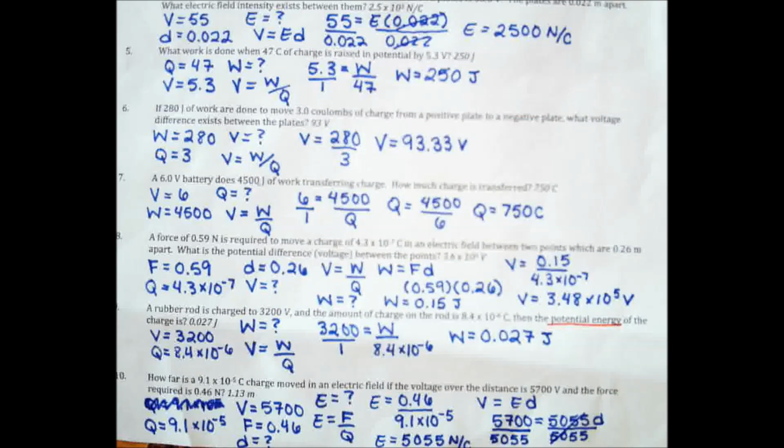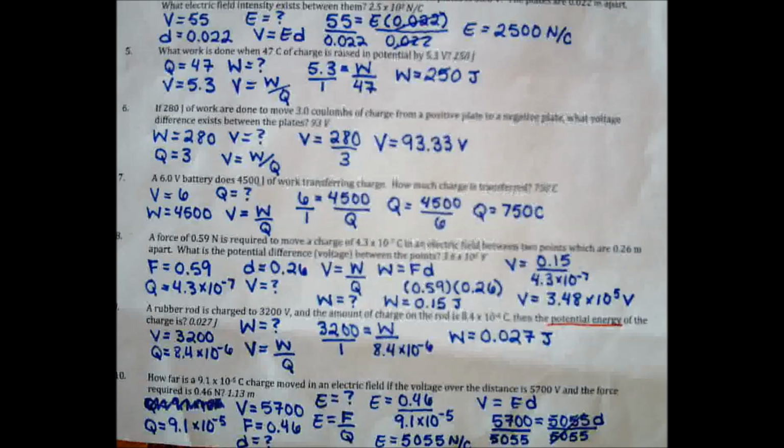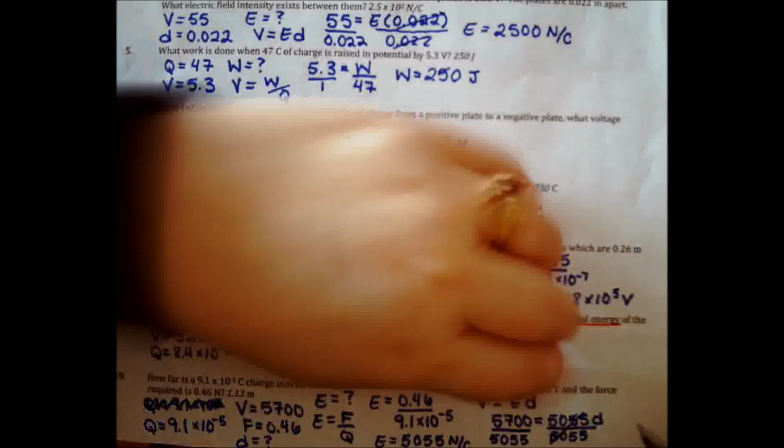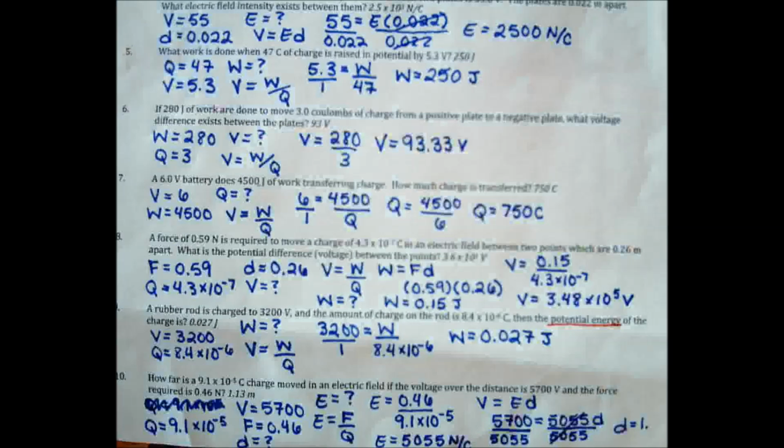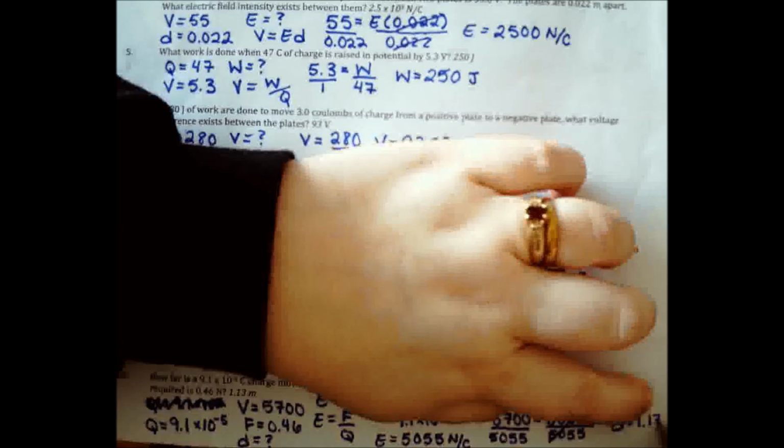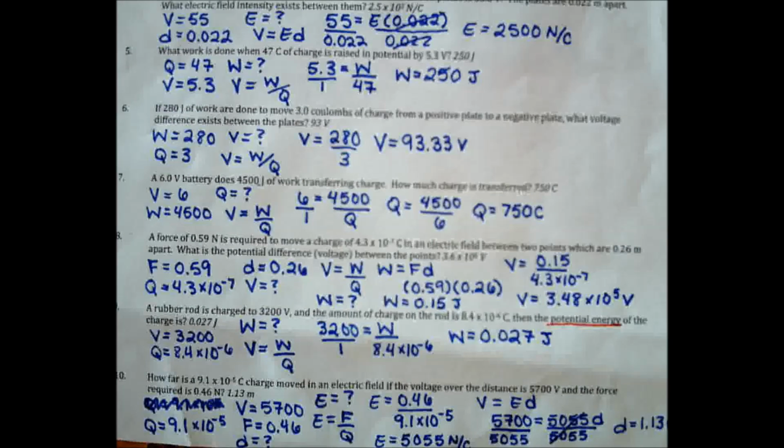So 5,700 divided by 5,055. And D equals 1.1 meters. Yay! Those are pretty far apart. Alright, that's the end of this math.